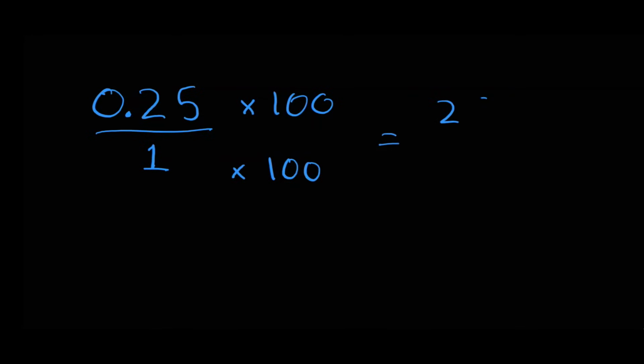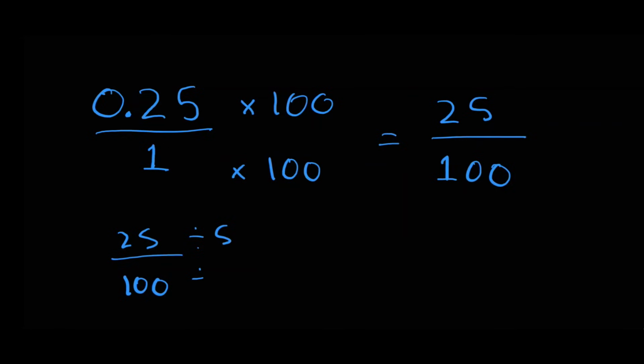But anyway, we can turn this into 25 over 100. So now we actually have a fraction with two whole numbers. But usually you want to simplify it, and to do that we can just keep dividing by a common factor until we get a fraction where there is no common factor anymore. So with 25 over 100, we can divide the top and the bottom by 5, because both are divisible by 5. And that turns it into 5 over 20.